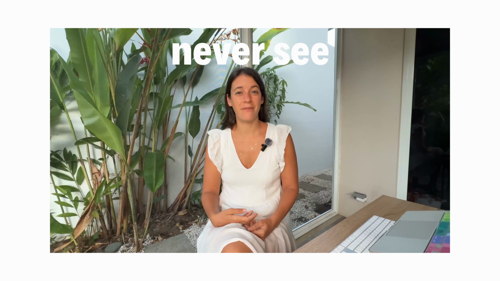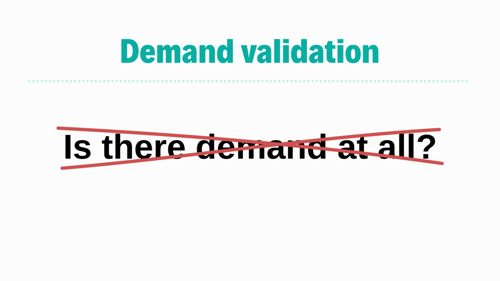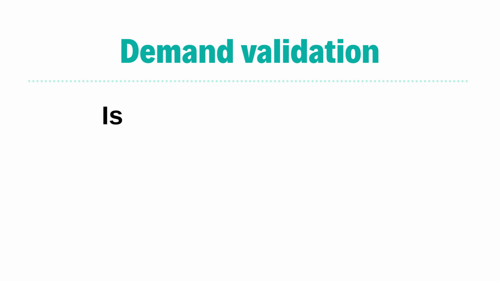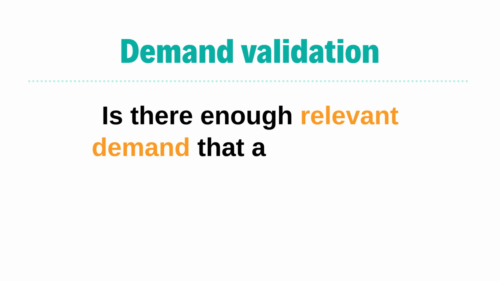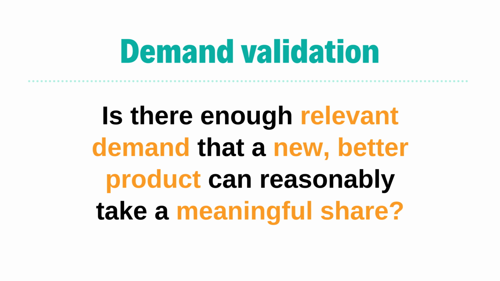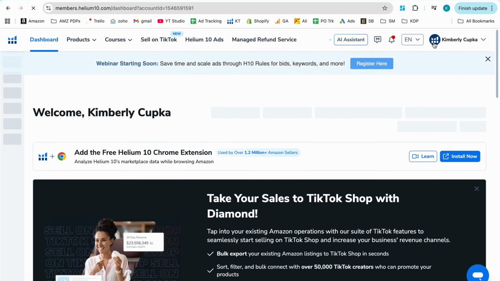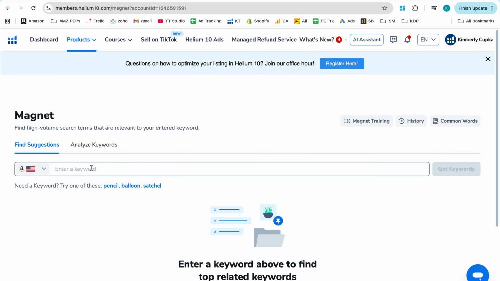Most people never see this part done correctly. When I say demand validation, I'm not asking, is there demand at all? Or is there over 1,000 searches a month? I'm asking, is there enough relevant demand that a new, better product could reasonably take a meaningful share? That's the real question. To validate demand, I'm gonna use Helium 10. It's a paid tool, but this logic will work with any Amazon keyword tool.